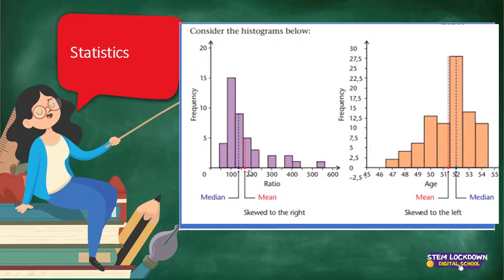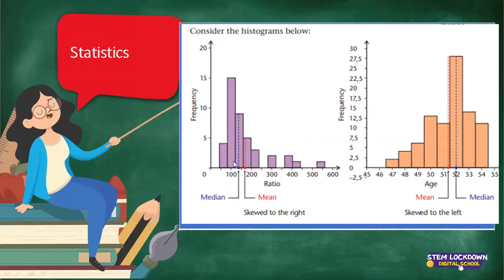So when the mean value is greater than the median, when the mean is not exactly the same as the median, then we say the data is not symmetrical, it's skewed. For it to be symmetrical, the mean, median, and mode have to be the same value. But in this case, the mean and the median are not the same. Here the mean is bigger than the median, so we say the data is skewed.